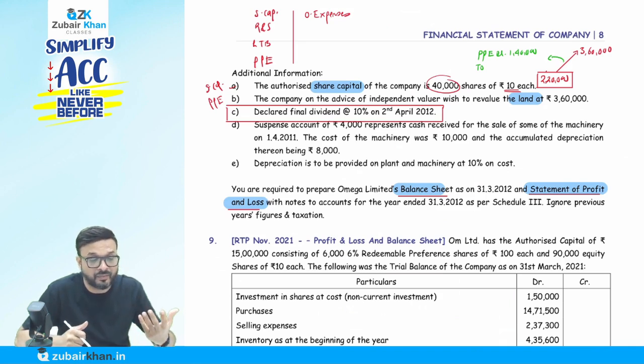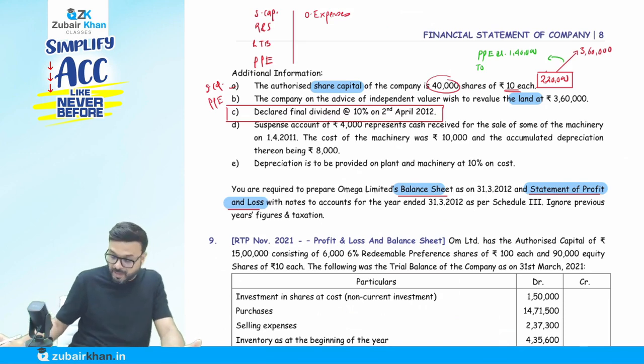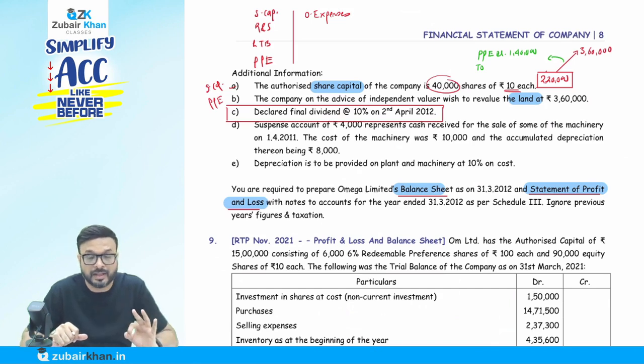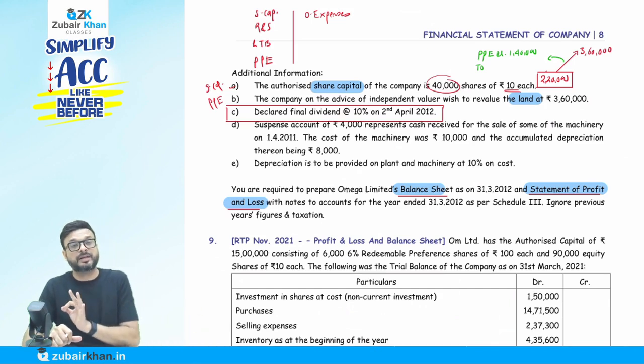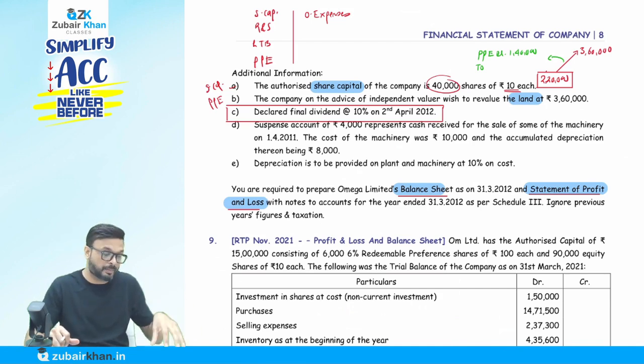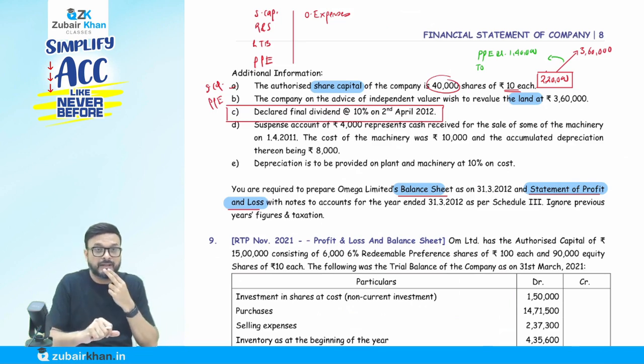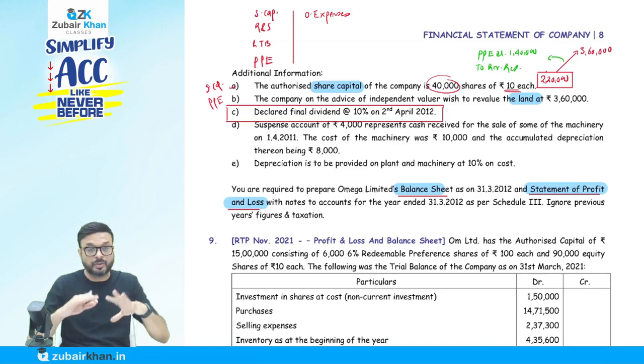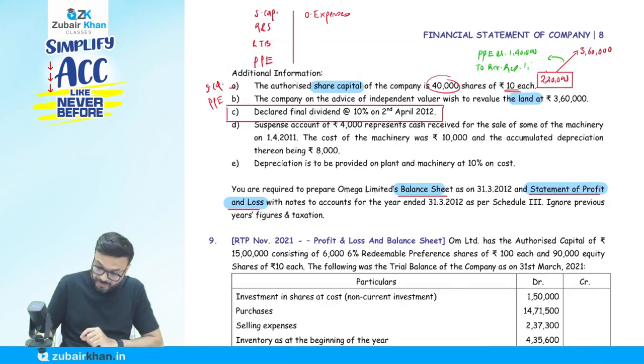But what should be the second effect? Increase in assets should be debited, so the PP account was debited by 1,40,000. Which account should be credited here? We cannot credit cash or bank account because we have not paid any amount. We are going to credit the revaluation reserve account. Write down in your book, revaluation reserve account by 1,40,000.